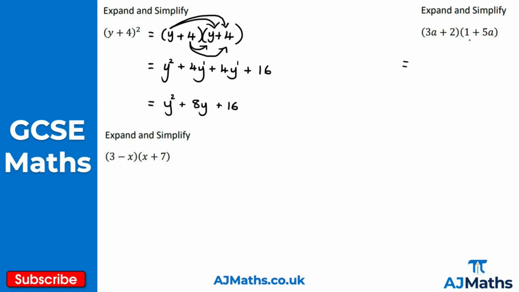So I'm going to do 3a times 1. So that's going to give me 3a. We're then going to do 3a times the outside. So we're doing the O now. So the outside term, so 3a times 5a. So that's going to give me 15a squared. So plus 15a squared. Now we do the inside.